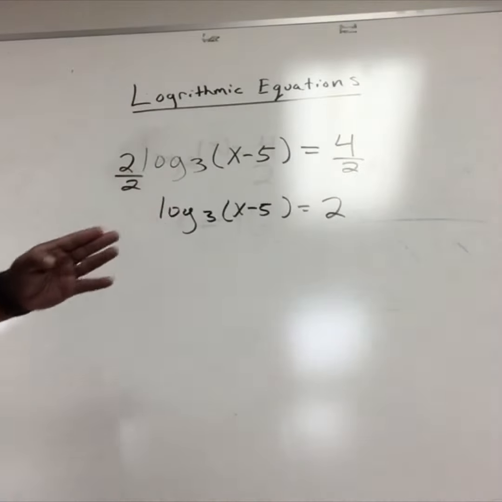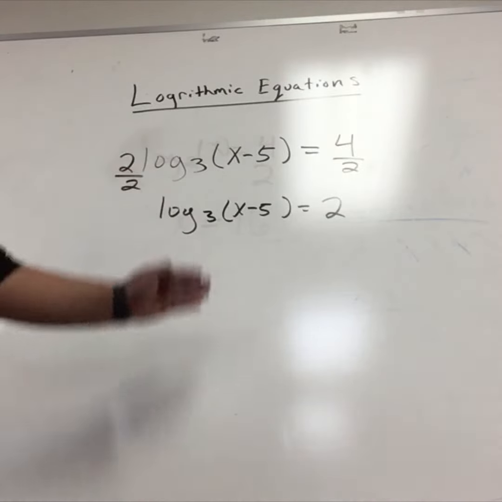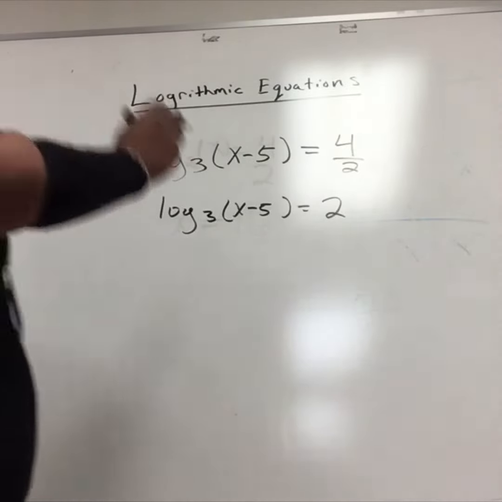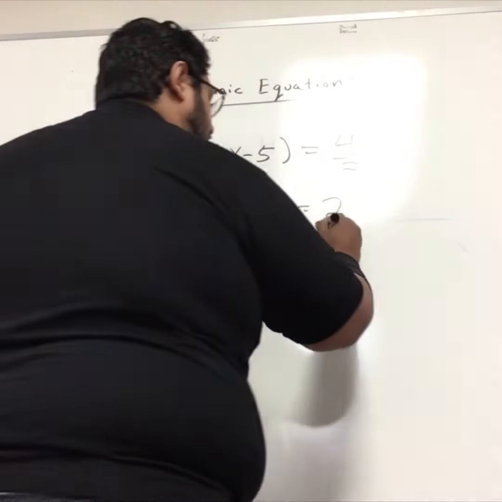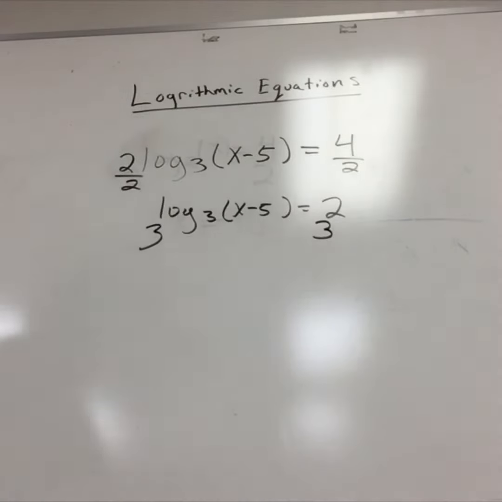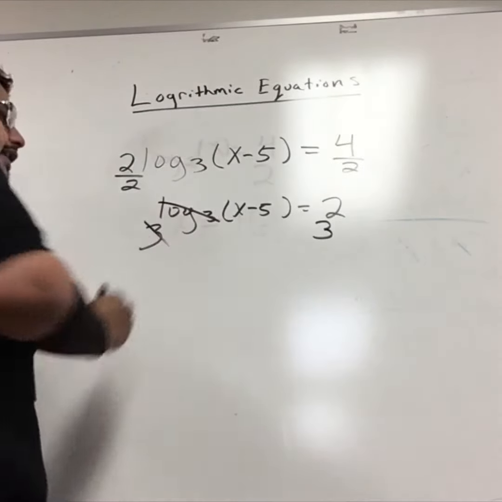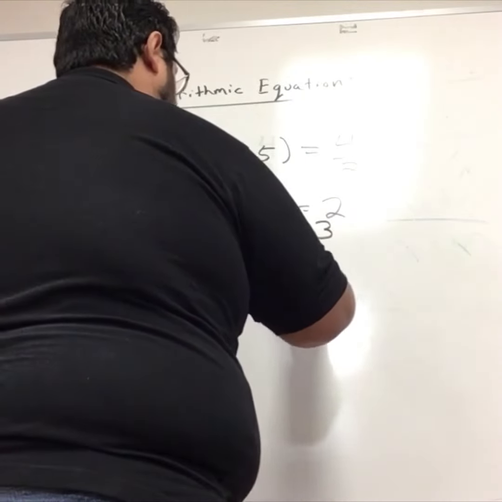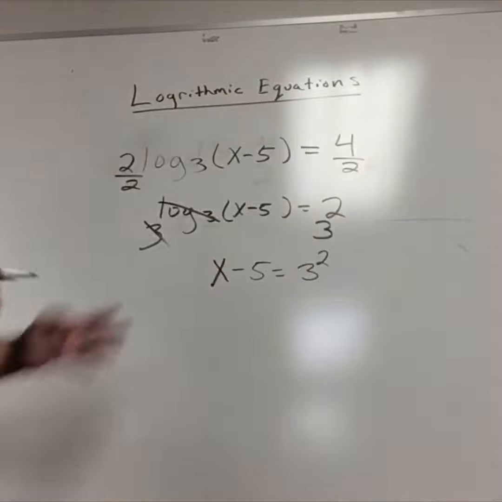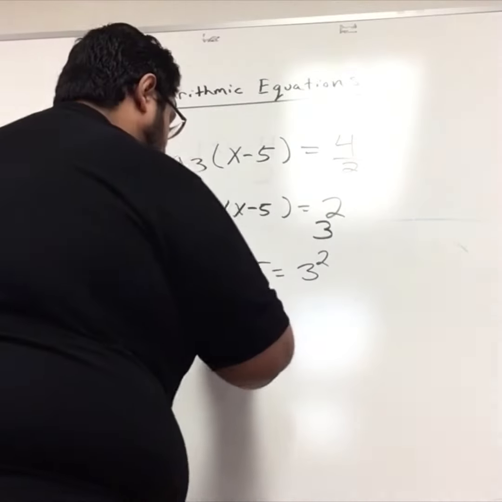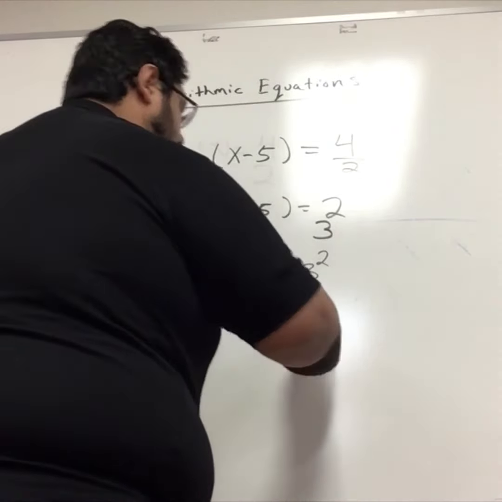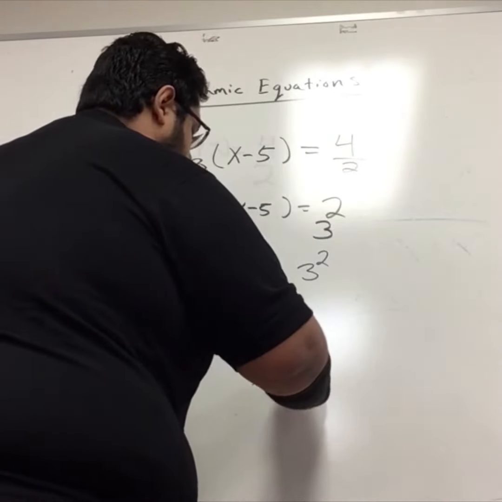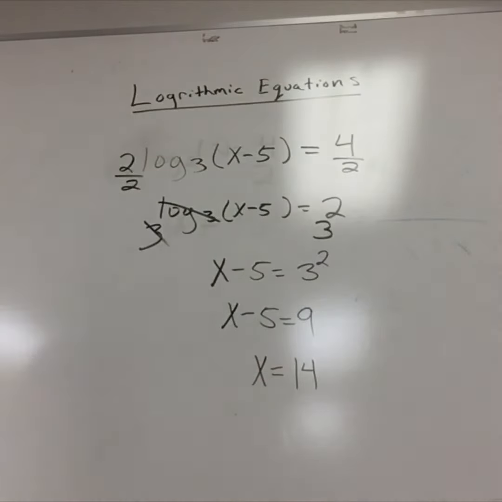Now that there's nothing else on the outside, no more additions, no more multiplications, I can go ahead and get rid of the log. So once again, I'm going to take both sides and set them as exponents with bases of 3. That way the log base 3 cancels out with the base of 3. Therefore, I now have x minus 5 equals 3 squared. And of course 3 squared, we all know that's just going to be 9, so it's actually x minus 5 equals 9. Solve for x, add 5 to both sides, x equals 14.